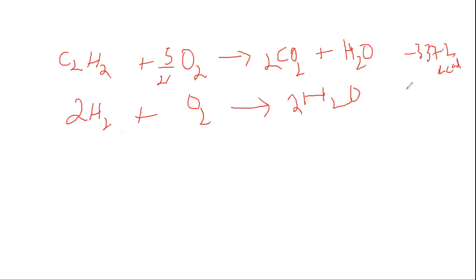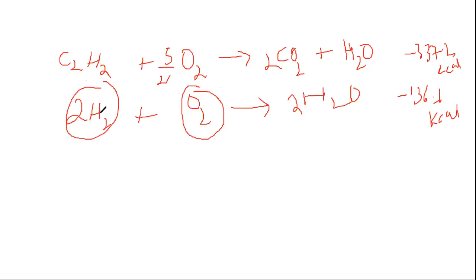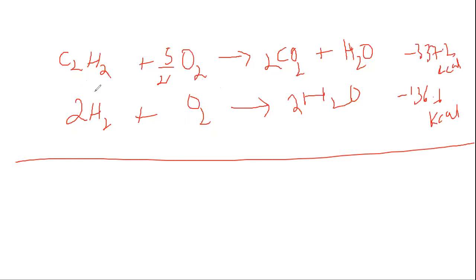Enthalpy change will also be multiplied with the 2, so it will be equal to minus 136.6 kilocalories. When there are 2 moles of hydrogen gas, then 1 mole of oxygen gas is required. If there is 1 mole of hydrogen gas, then you need half mole of oxygen gas. Now add these two equations.